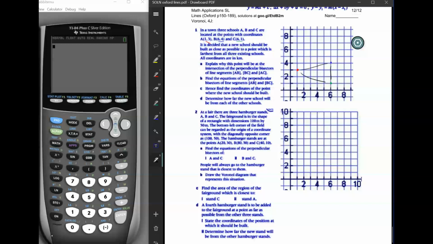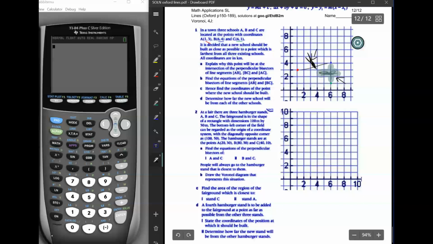Okay, so those are the 3 line segments they're talking about in part A, but they're talking about the perpendicular bisectors of those lines. So they would be basically like that, and like that, and that would form the boundaries of the Voronoi diagram, right? Now, in part B, they want us to find the exact equations for the AB perpendicular bisector and the BC perpendicular bisector. So let's go ahead and do that.